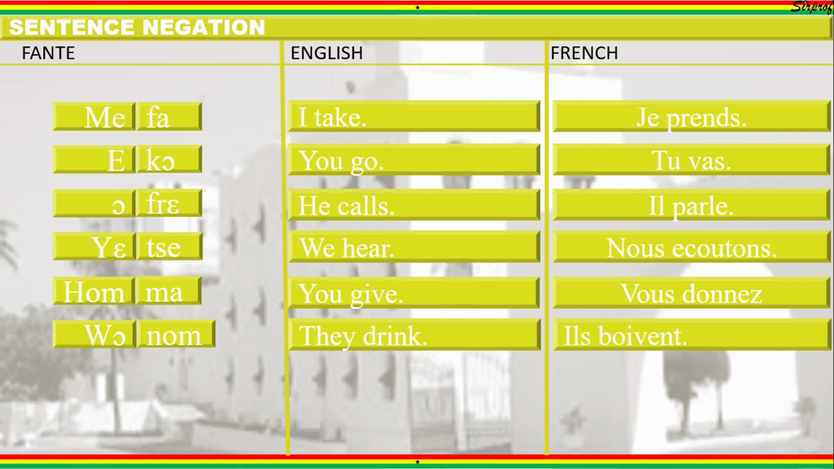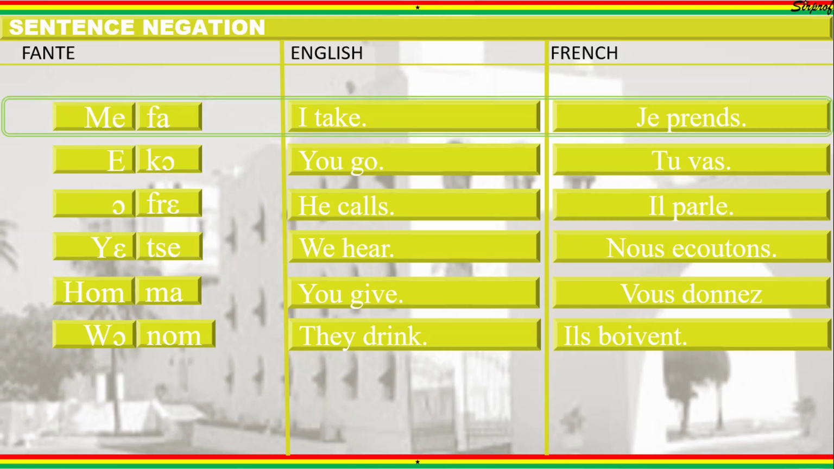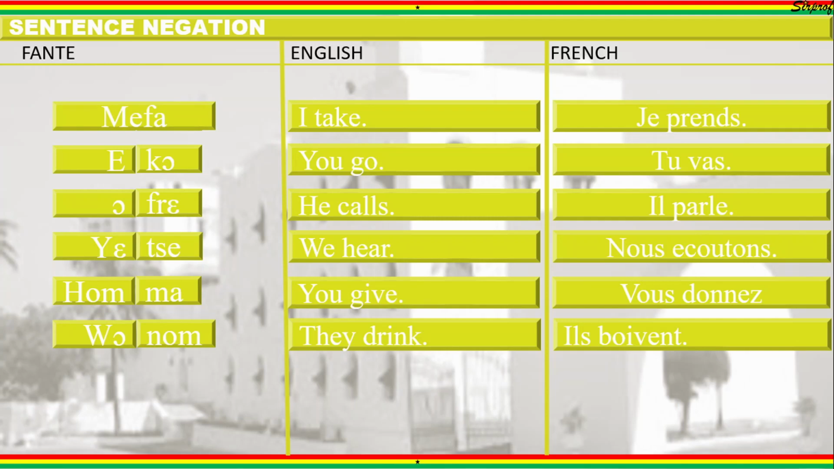Mefa eko ofre yeti mma wonnom. Mefa, I take, je prends. We write the me and the fa as one word, mefa. To make this sentence negative, we introduce a double M between the me and the fa and pronounce it as memfa. I do not take. Je ne prends pas.